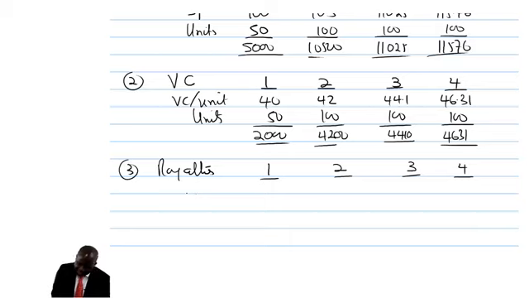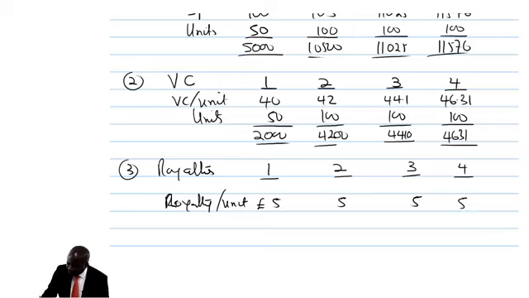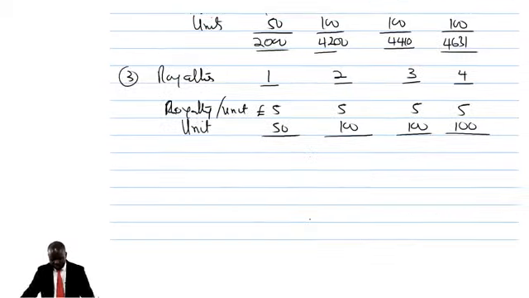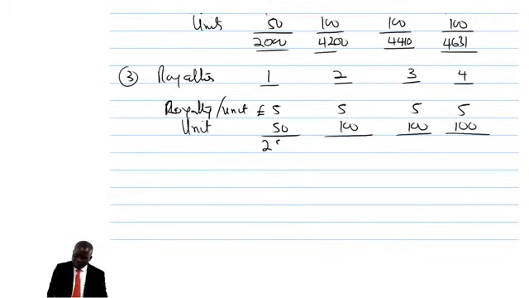Okay, and then I will say, what is the royalty per unit? According to the question, they said it's £5 per unit every year. It's not subject to inflation. What will be the unit? We have 50, 100, 100, and 100. You have to be flowing. So this multiplied by that will be 250, 500, 500, 500. Look, this is in terms of the pound.